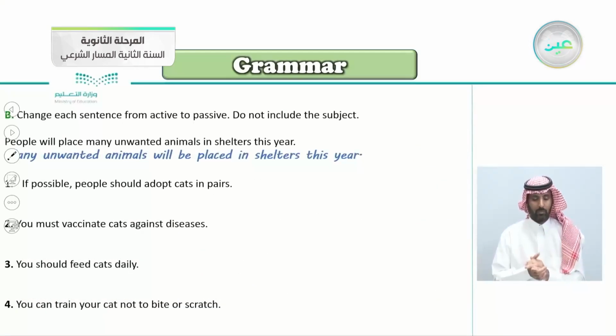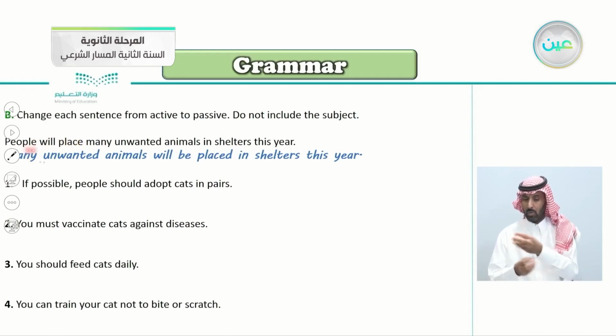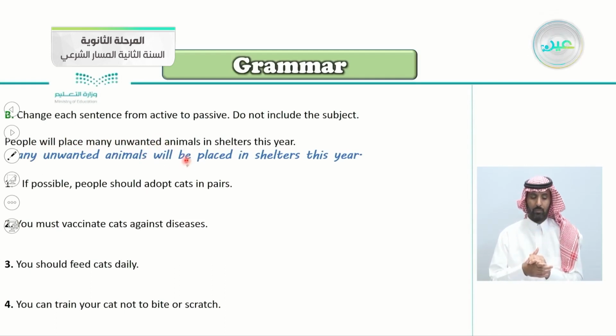So moving on to exercise B here. Change each sentence from active to passive. Don't include the subject. Don't write by something. People will place many unwanted animals in shelters this year. So begin with the object. People will place, this is the verb here, so this is the subject, people will place many unwanted animals. So many unwanted animals will be placed in shelters this year.